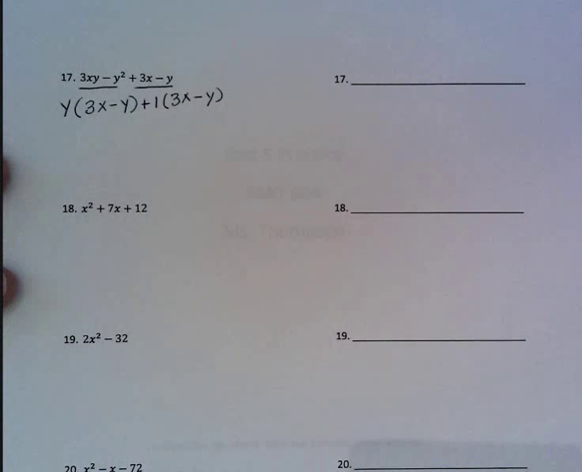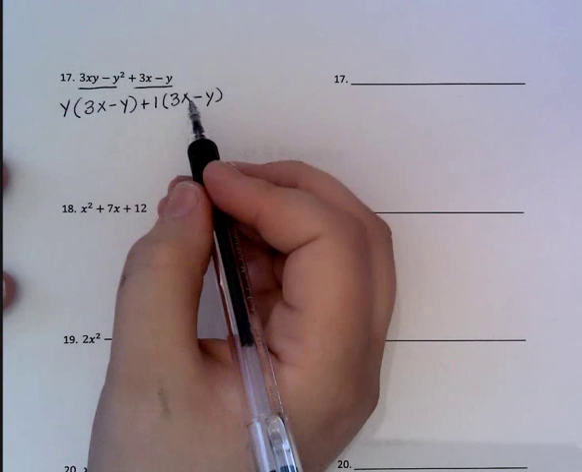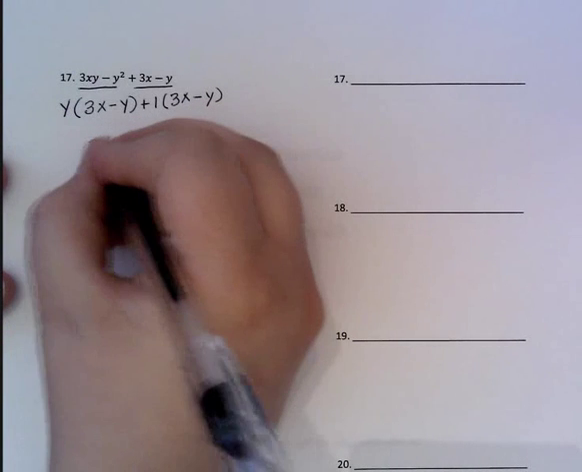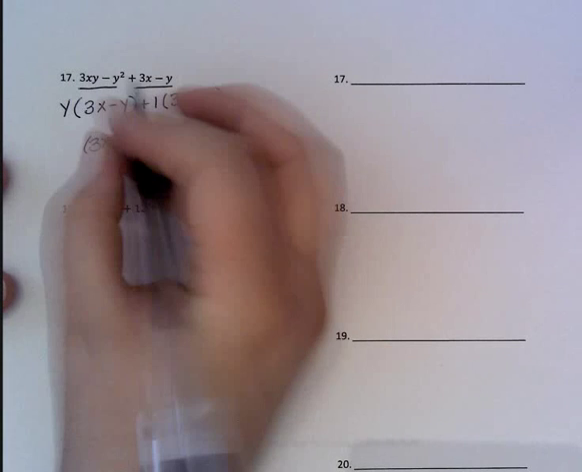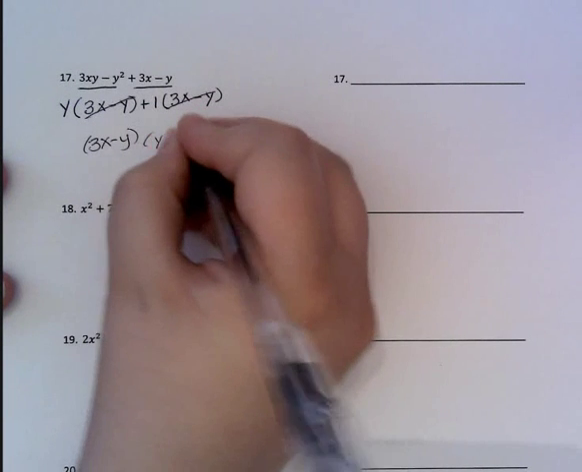Now we have the same in both of our sets of parentheses. So I'm going to pull out a 3x minus y here. And then I have my y plus 1 left over.